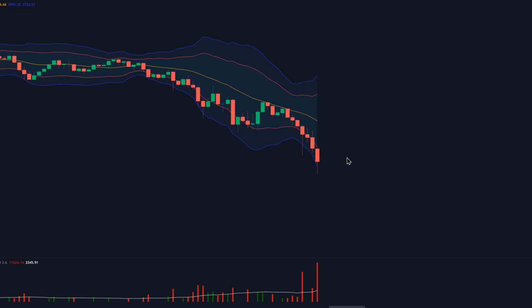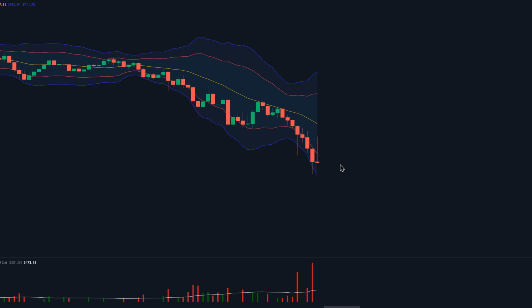Simple. Condition number 2 is we want the next candle after this to be a green candle, and it should also close above the lower level of the red Bollinger Band indicator without closing above this yellow line. So this is what we're looking for, a green candle that closes above this lower red line, and at the same time, it should close under this yellow line.